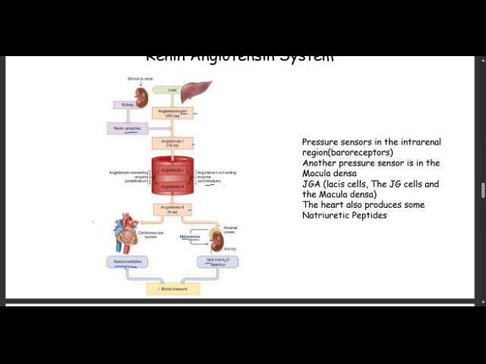So master this. Liver produces angiotensinogen. The kidney will produce renin in response to low blood pressure. The renin will act on angiotensinogen, changing it to angiotensin 1. Then angiotensin 1 will be changed to angiotensin 2 by the angiotensin converting enzyme, ACE, that is found either in the endothelium or produced in the respiratory system as well.